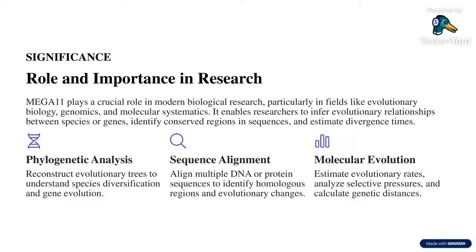And molecular evolution allows researchers to study selective pressure and calculate pairwise genetic distance. For example, MEGA 11 has been used in conservation genetics to analyze mitochondrial DNA of species and understand population divergence. It is also applied in oncogenomics, like comparing BRCA1, the gene of breast cancer mutation, across species.